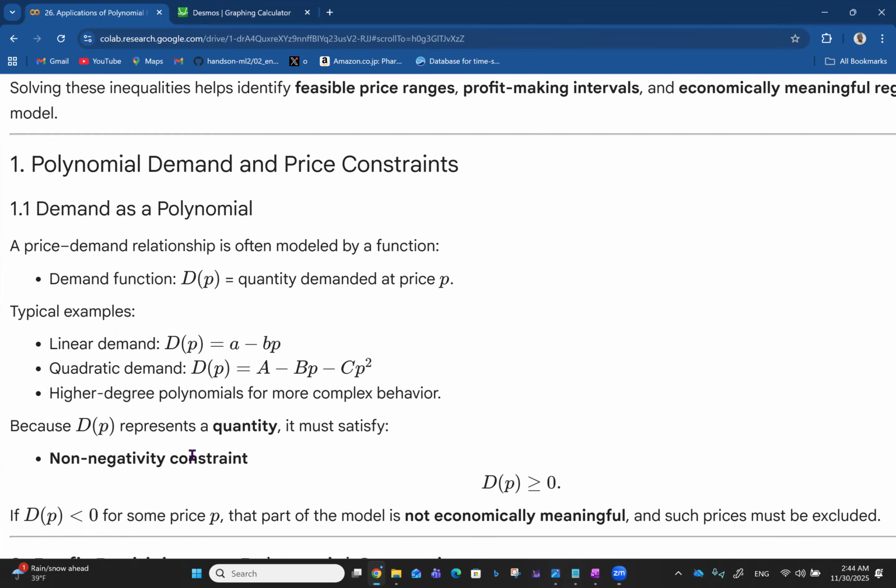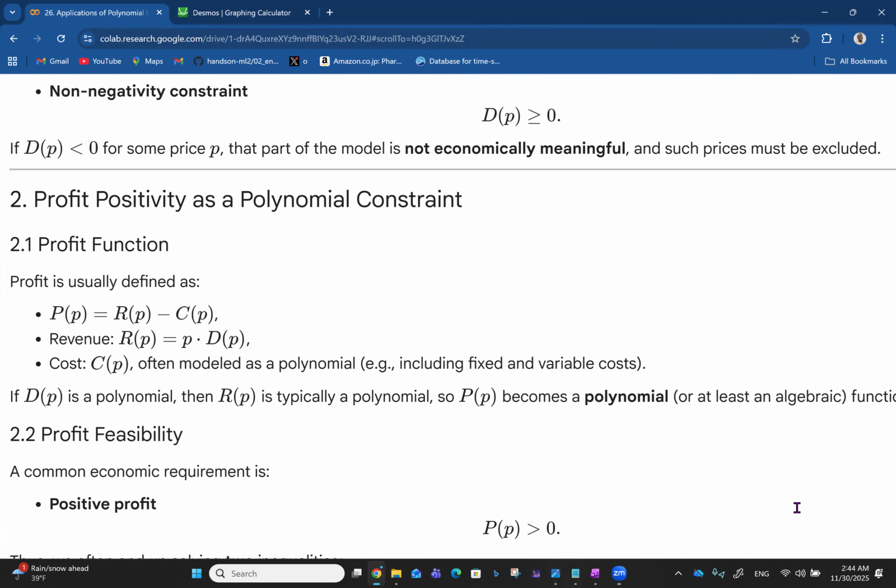Because D of P represents a quantity, it must satisfy a non-negativity constraint. That is, demand has got to be greater than or equal to 0, because if demand is less than 0, it makes no sense. So if D of P is less than 0 for some price P, that part of the model is not economically meaningful, and such prices must be excluded. So you don't need that at all.